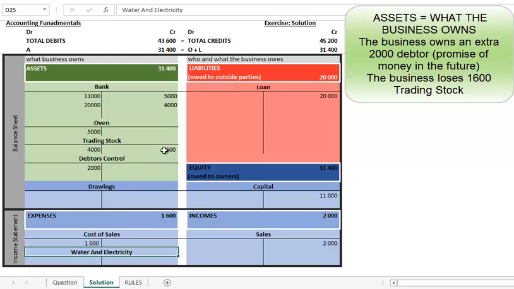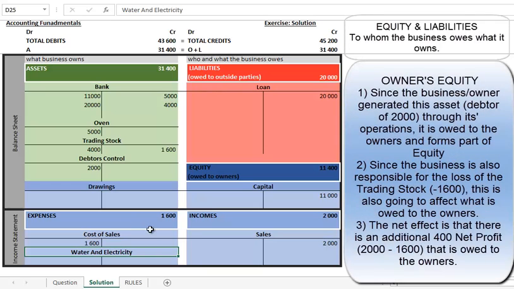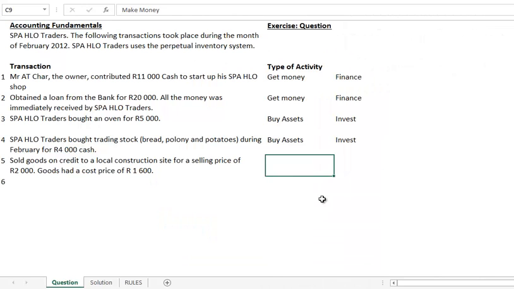So the money went from the asset, decreased the asset, and we increased the expense. And you can see what happened here. My expenses increased to 1,600 Rand, and my equity has now gone from the previous 11,000 Rand to 11,400 Rand, which is the difference between the 2,000 Rand debtor gained and the 1,600 Rand trading stock that was lost. Excellent. So here the business finally made some money, and we call this operating activities.